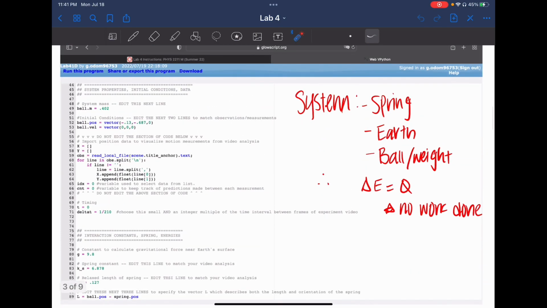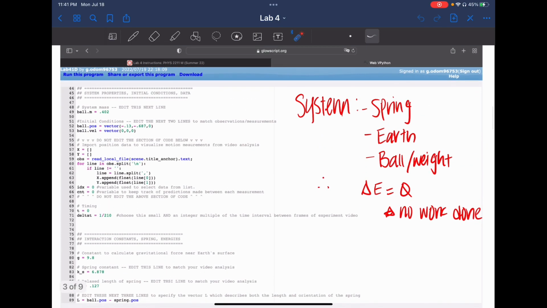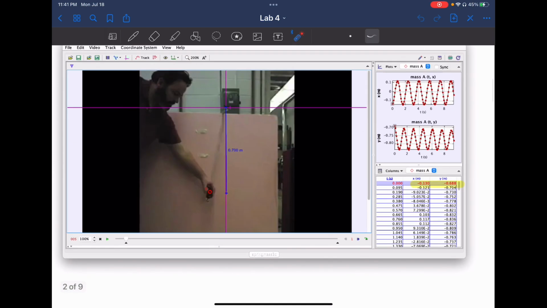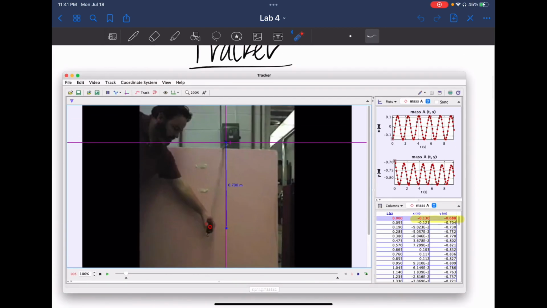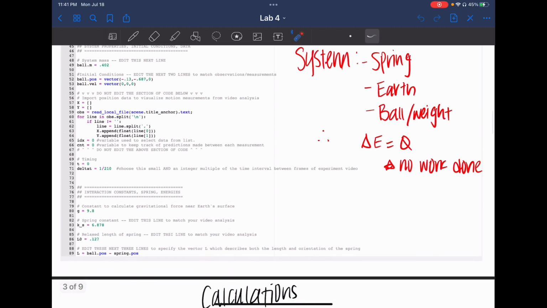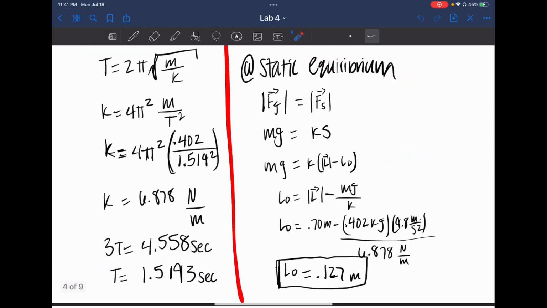The data like the calibration length, the time between the video frames that we had to do in Tracker, and all that kind of stuff was given in the pre-lecture videos, and so all that data was also inputted into this. We had to calculate K and L naught from the data we got in Tracker, and this is how we did it.